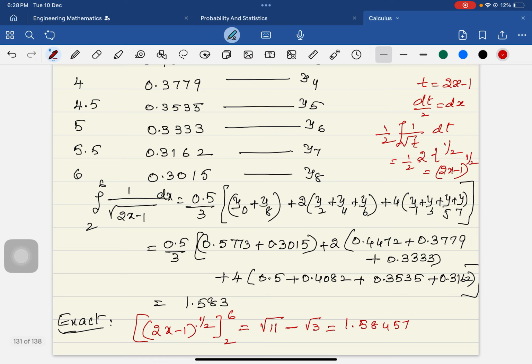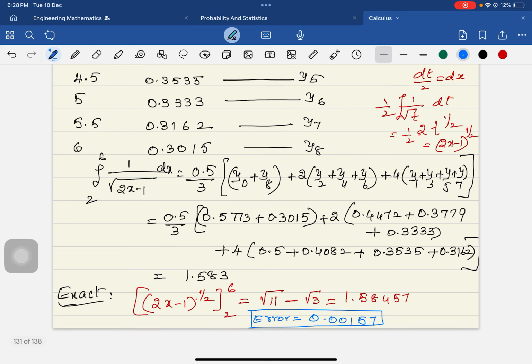So now what is the error? You can write down the error as the exact value minus the approximate value. That means 1.58457, if you remove 1.583 from this, it is 0.00157, which is the error. I hope you could understand how to find the value of the error, which means the exact value minus the approximate value. That gives you the error. Thank you so much. This is the Simpson's method.